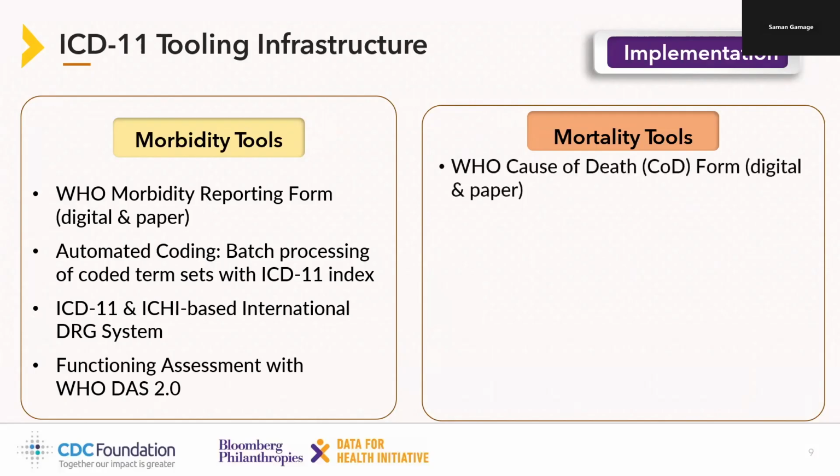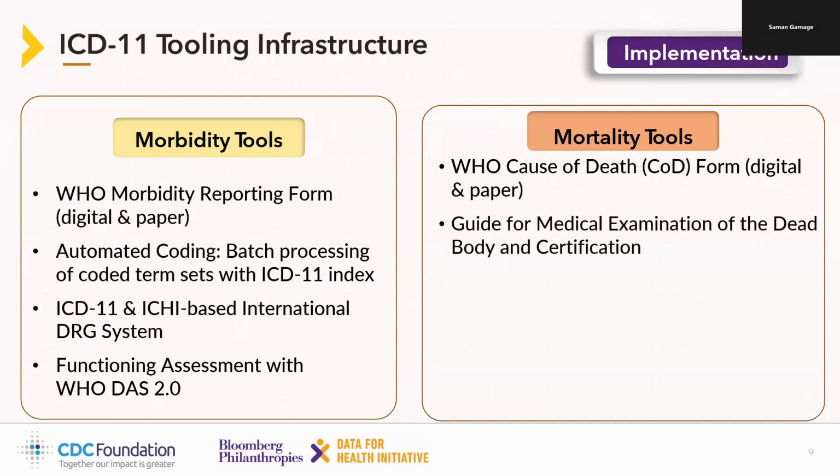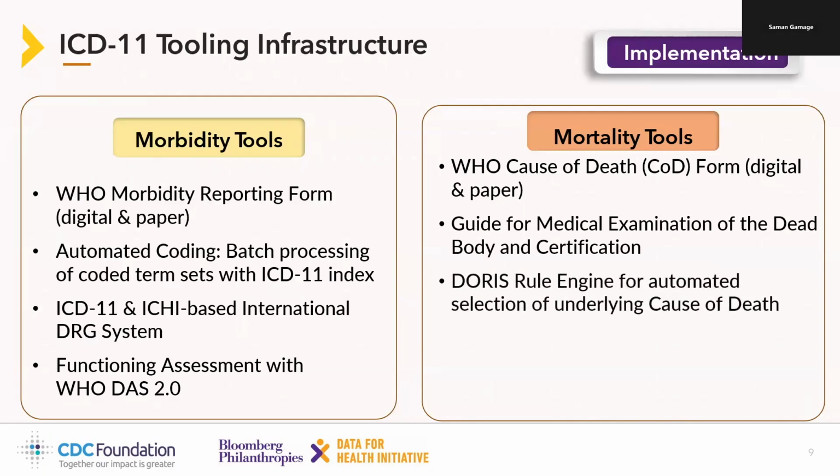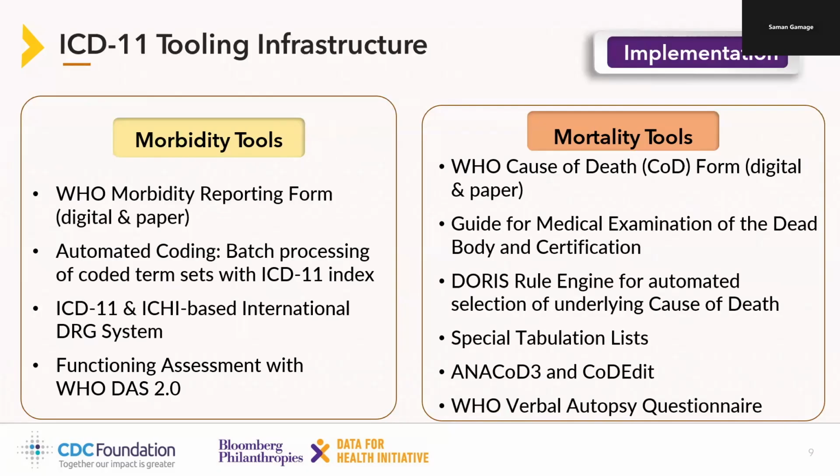There are mortality tools. The WHO Cause of Death Form, Medical Certificate of Cause of Death, digital and paper-based. Then the Guide for Medical Examination of the Dead Body and Certification. DORIS engine for automated selection of underlying cause of death. We will talk about DORIS later on. Special tabulation lists for reporting. ANACOD 3 and code edit for quality assurance purposes. Then the WHO verbal autopsy questionnaire.